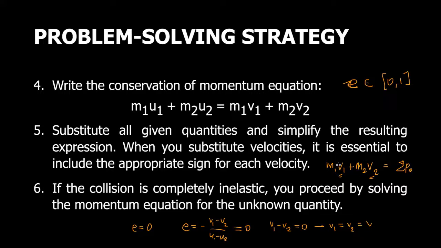Since they have the same velocity, we can just call it V. This simplifies our equation to m sub 1 plus m sub 2, quantity, times V equals the total momentum before. So it simplifies, and you can find V right away just by dividing by the total mass of the system. However, when E is not equal to 0, we will use this equation.